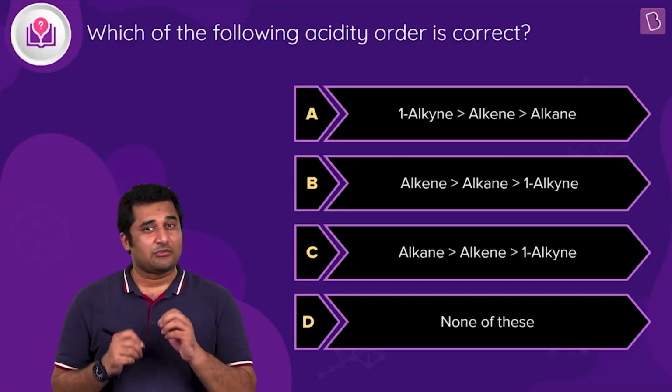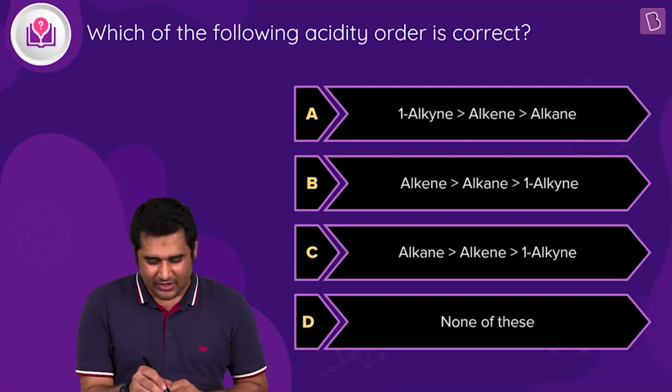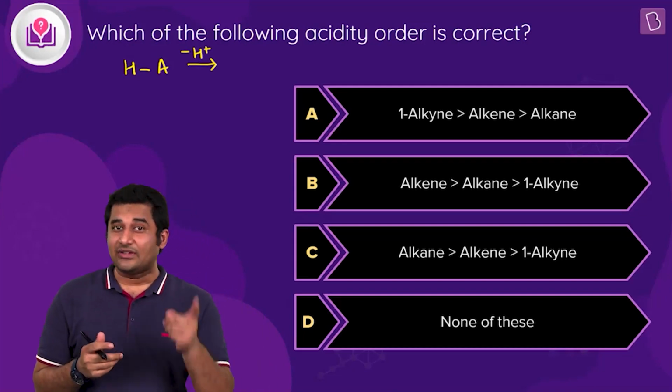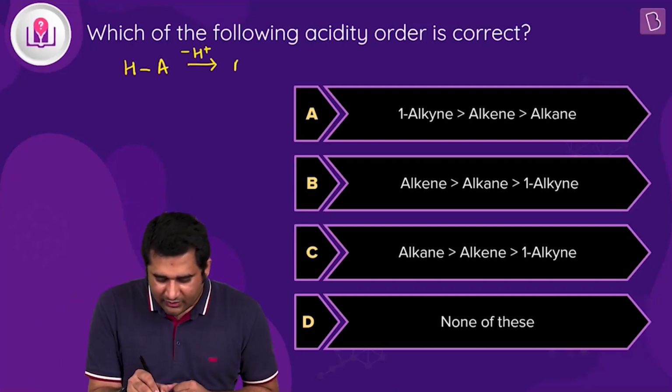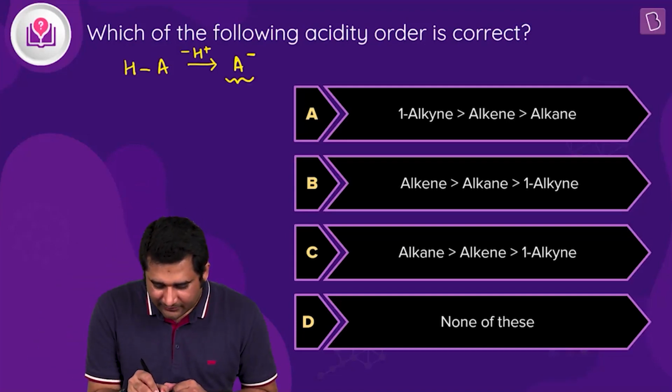Very interesting question. Let me first give you the concept of how to solve such kind of questions. So what you have to simply do is, let's say you have some acid which is HA. What you have to first of all do is take out H positive, that is, you have to take out the acidic hydrogen, and what you will get is A negative, which is called the conjugate base. Clear?